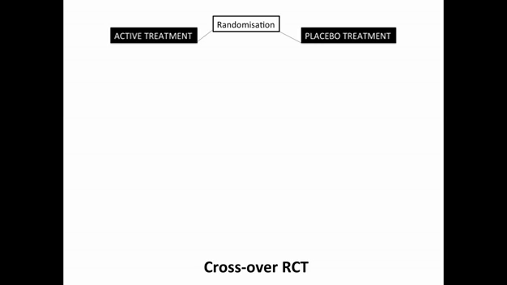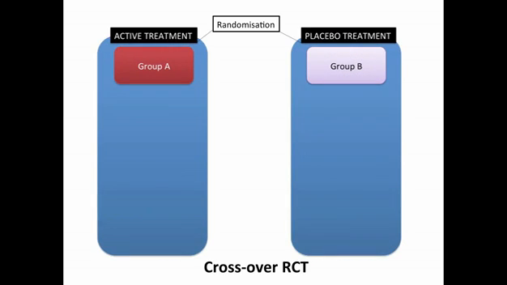Now, let us consider some variations in trial designs. Firstly, let us discuss crossover RCT. In a crossover RCT, we initially randomize the study participants to active and placebo groups. In this figure, you can see group A denotes a set of individuals who got allocated to active treatment initially, and B denotes those who got allocated to placebo.